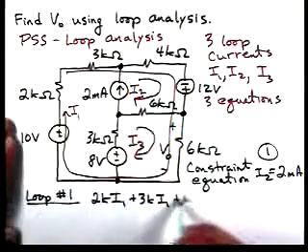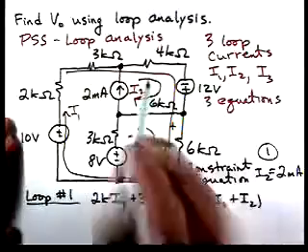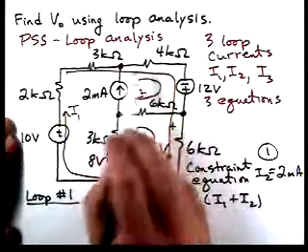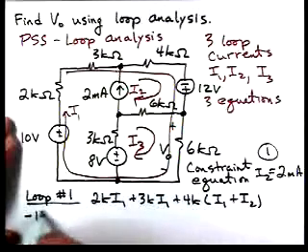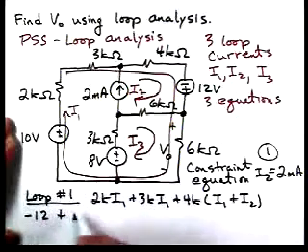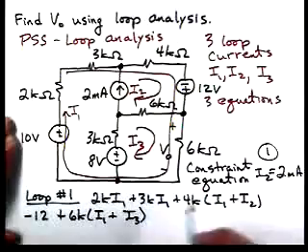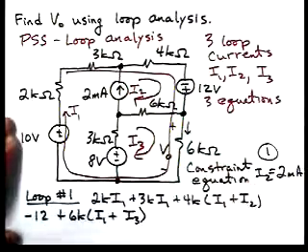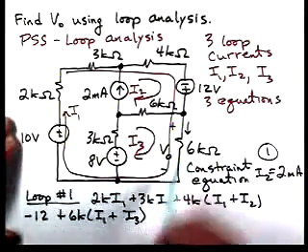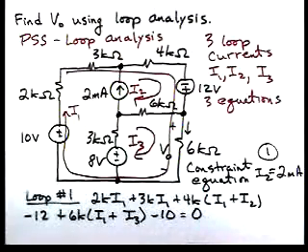For this element, we'll have 4K times I1 plus I2, because the current flowing in this direction, through that resistor, is I1 plus I2. Then we'll have minus 12 plus 6K times I1 plus I3. Okay, so now the current flowing down through this resistor is I1 plus I3. We'll come back around. That's minus 10, and that's equal to 0.